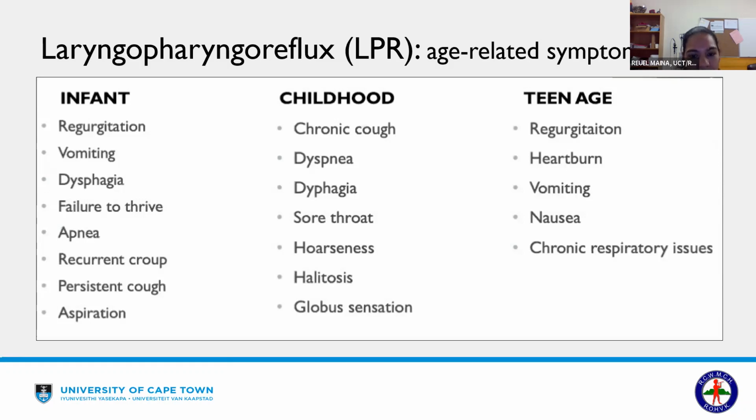In childhood, it becomes a little more different. There's a chronic cough, there can be dyspnea, dysphagia, chronic sore throat, hoarseness, halitosis, and a globus sensation. And then as they reach teenage years, it becomes very similar to that of adults with regurgitation, heartburn, vomiting, nausea, and chronic respiratory issues if it's ongoing.